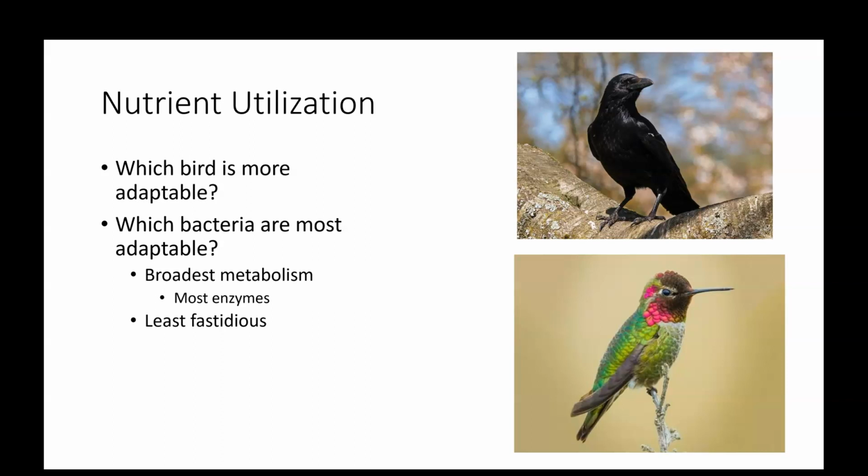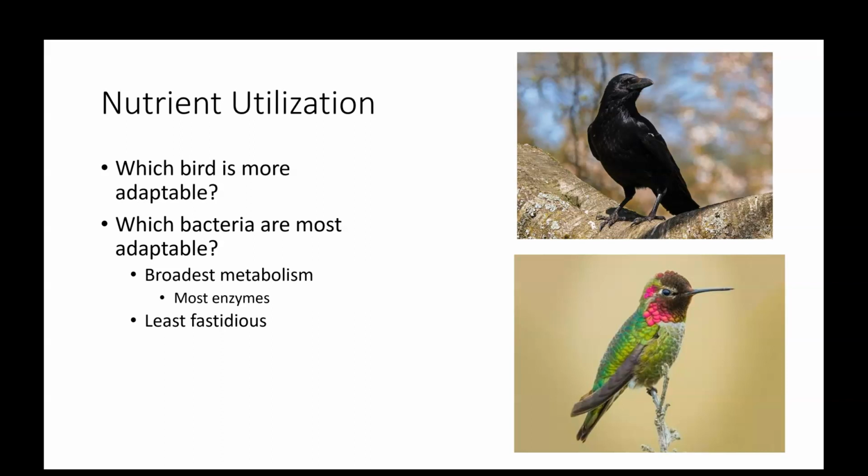And we can take that analogy and carry it over to bacteria, because bacteria have tools also, right? They of course don't have beaks like birds do, but what they do have are enzymes. They have enzymes that give them metabolic pathways that other bacteria might not have. And that allows them to survive in environments and use nutrient sources that other bacteria might not be able to.